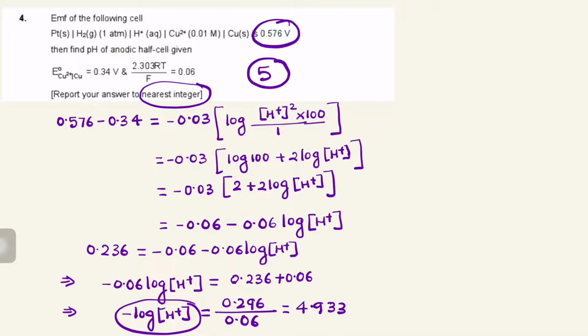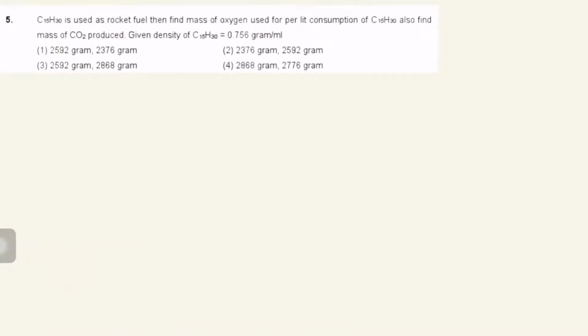Let's move to the next question. C15H30 is used as a rocket fuel. Then find the mass of oxygen used per liter consumption of this. Also find the mass of CO2 produced, given density is this much. Okay. So density is how much? Density is 0.756 gram per ml. So 1 ml of this C15H30 is equal to 0.756 gram.